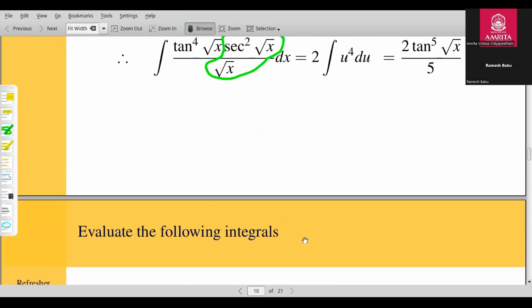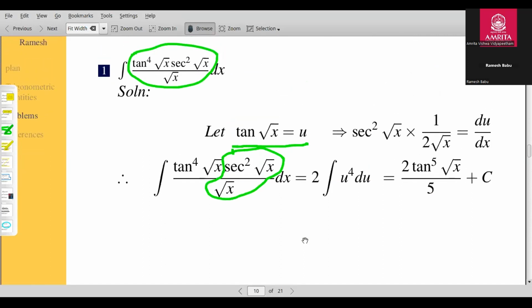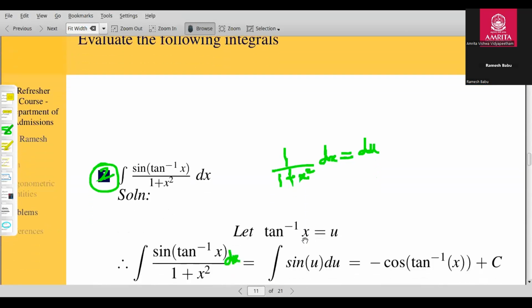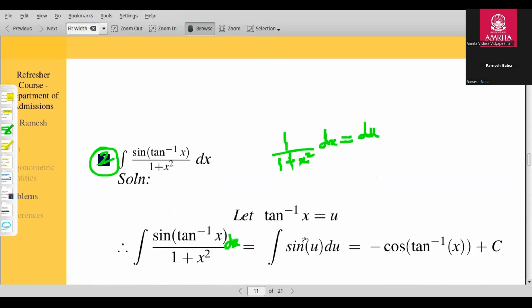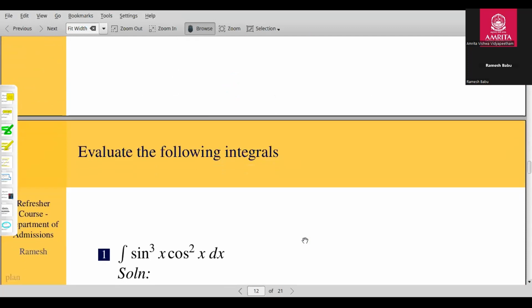See the difference between the first problem and the second problem. In the first problem, I am completely depending upon the derivative of tan x. That's why I took up the substitution u is equal to tan of root x. But in the second problem, I took up u is equal to tan inverse of x, whose derivative is 1 over 1 plus x squared. So that is the connection. You have to understand the connection between these two. That's very important. So I'll move to the next problem.